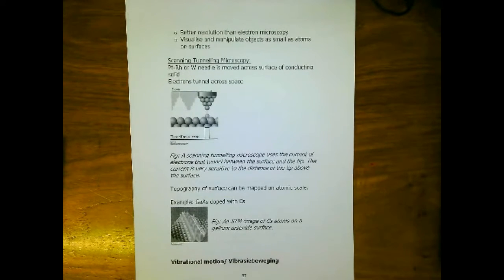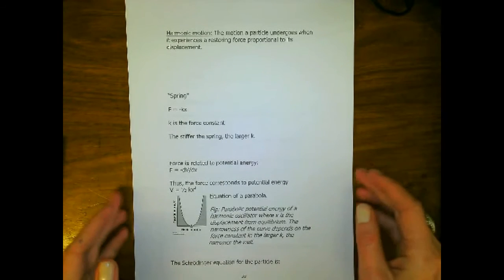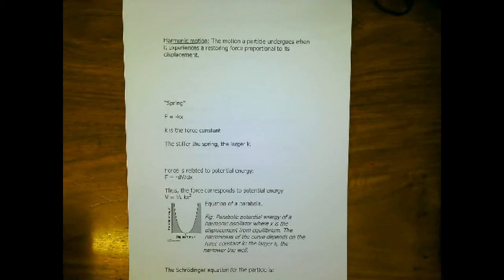Okay, so we have finished the section on translational motion and the quantum mechanical description of translational motion, dealing with the particle in a box. And the next type of motion that we are going to consider is vibrational motion. This type of motion is also known as harmonic motion.